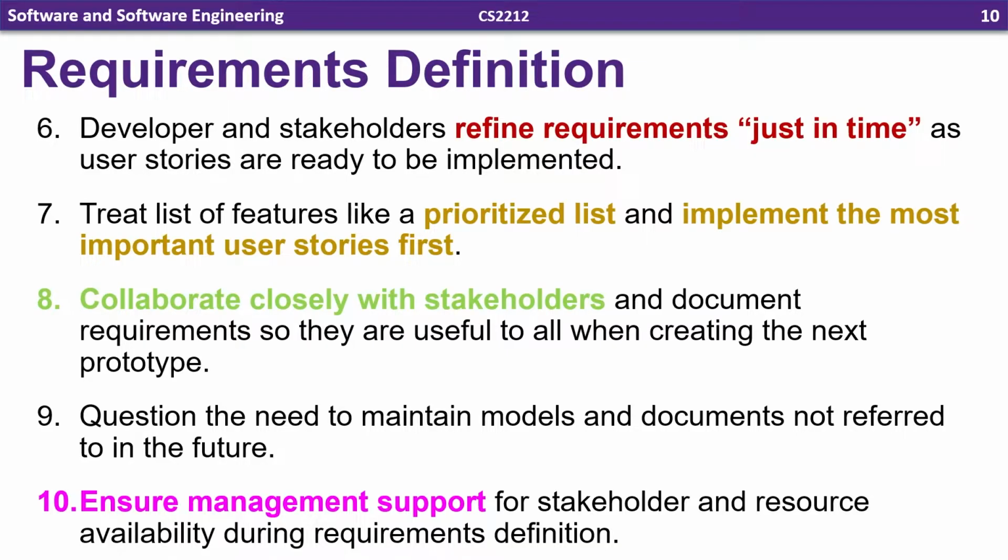And number 10 is a big one: ensure management support for the stakeholders and resource availability during requirements definition. If management pulls the rug, drops their support for the project halfway through, it's not going to end well, and the whole thing will be for naught. So before we even get started on the project, we need to make sure that there actually is support for it in the longer term.